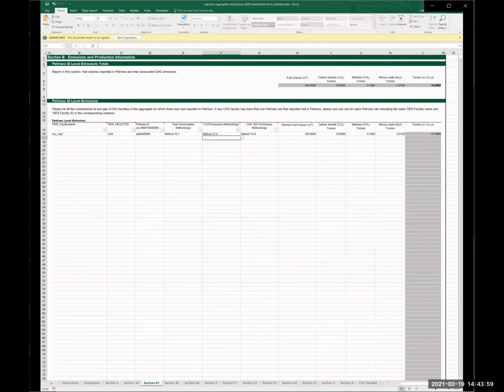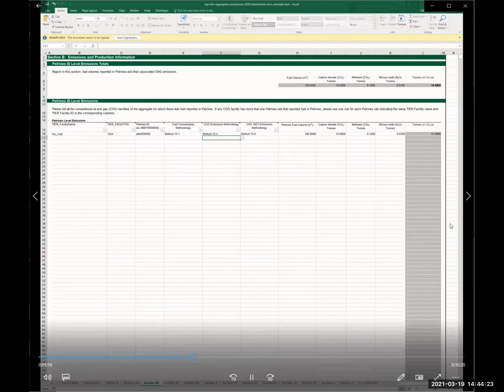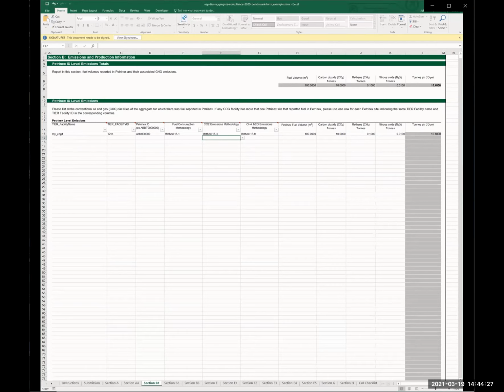Please note that the same methodologies must be used within a single conventional oil and gas facility. Also, in the case that you are using a 2019 benchmark year, the same methodology should be used for each, as were used for calculating your benchmark values for each COG. The form will calculate the carbon dioxide equivalents and roll up totals for your aggregate.